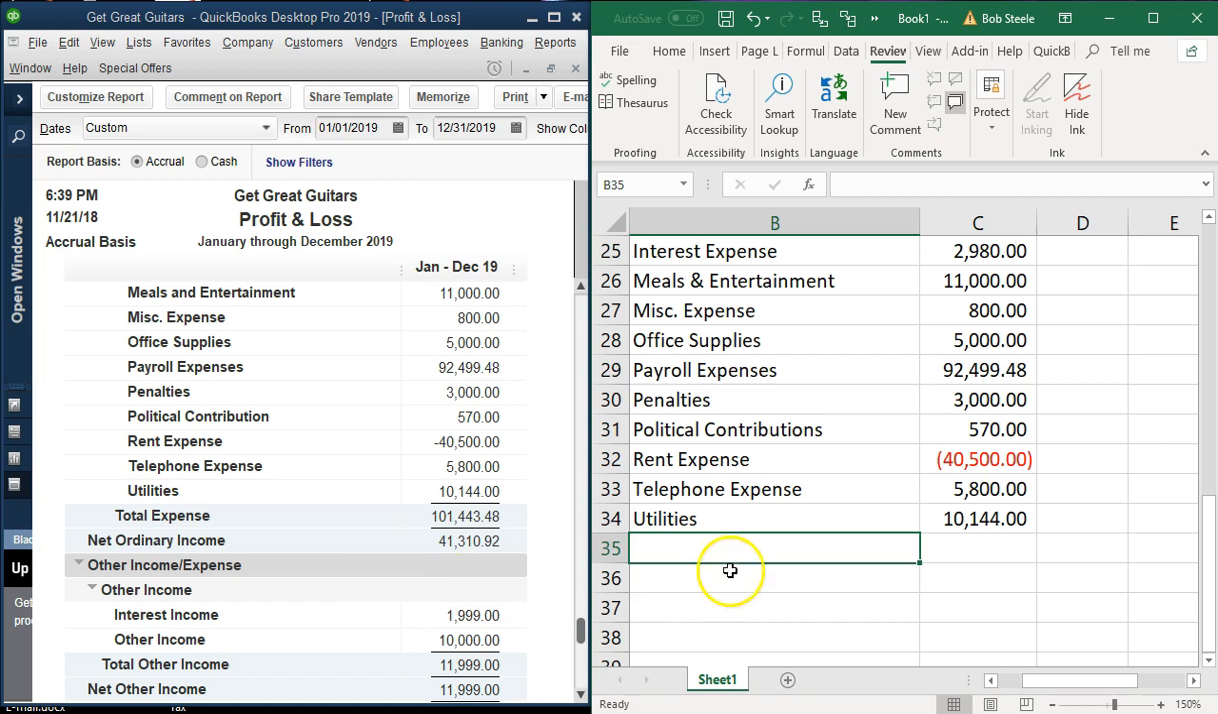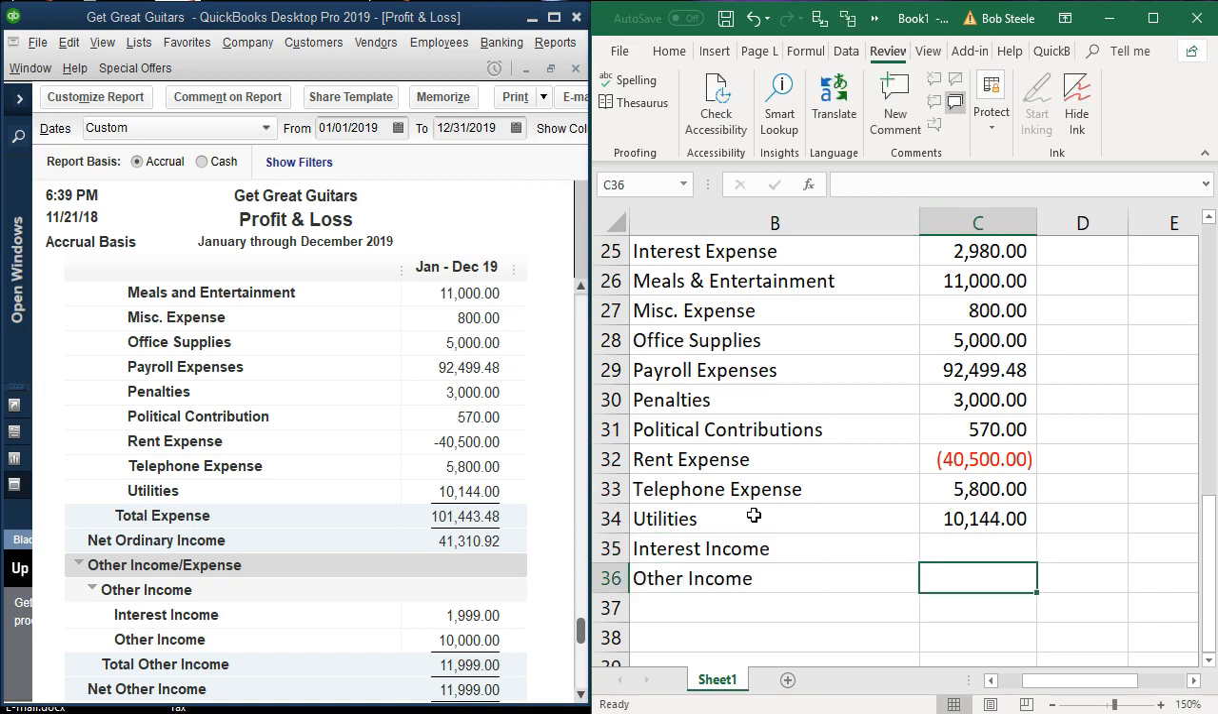And then we've got the other income. Again, I'm not going to do any subcategories. We're just going to type in interest income and other income, and there we have it. 1,999, and interest income is actually negative. It's going to be a credit, negative 1,999.